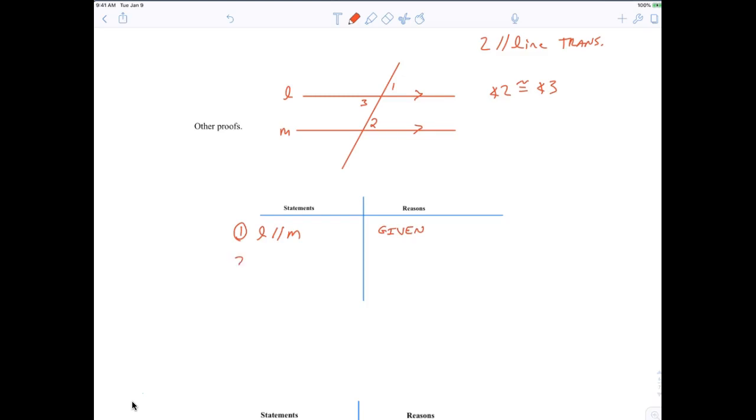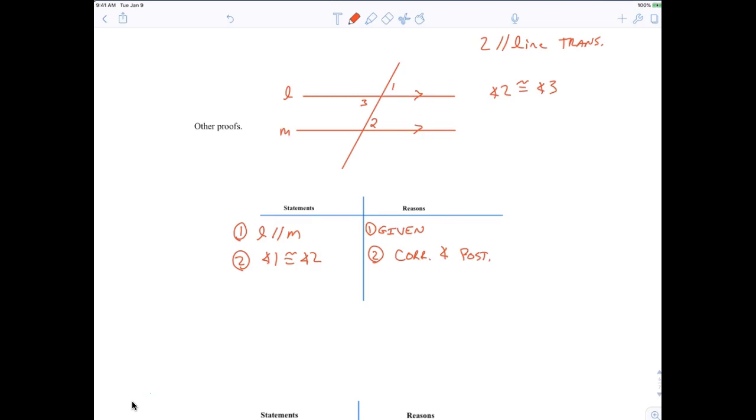Now, number two. I do want to go ahead and say what's true about angle 1 and angle 2. They're congruent. So we're going to say angle 1 is congruent to angle 2, and of course that would be the corresponding angle postulate. I don't care if you abbreviate.